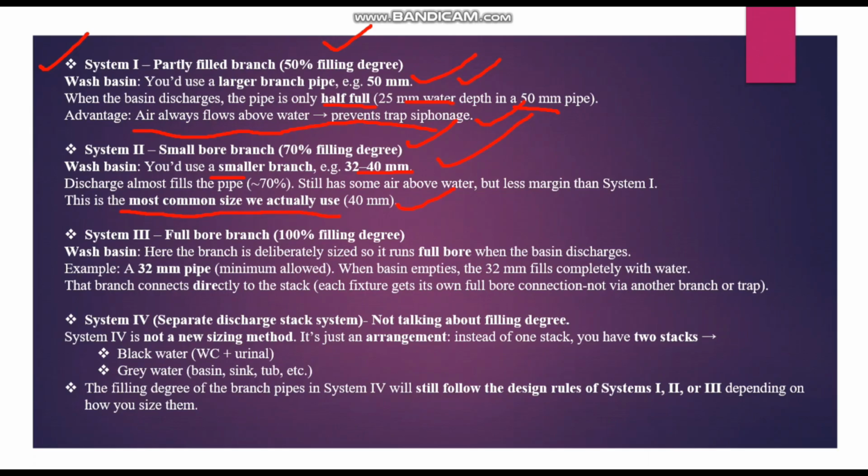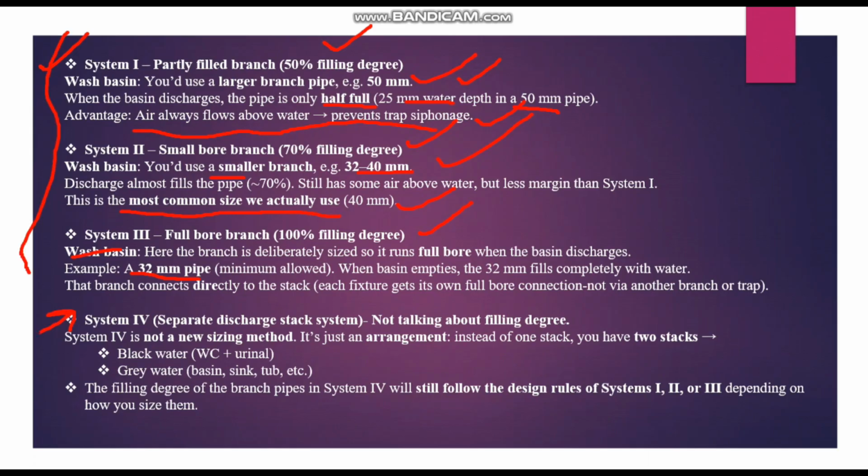Then coming to system 3, it is a full bore branch, like a 100% filling degree. That means for the wash basin you need to use a 32 mm pipe, so all the 32 mm we consider as almost fully filled. So these are the three different systems: system 1, 2, 3.